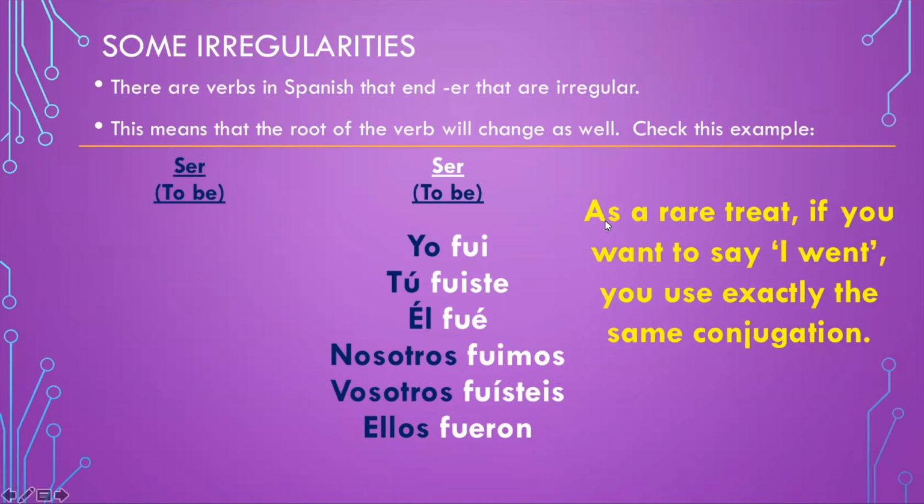However, as a rare treat, if you want to say I went, you use exactly the same conjugation. So if you want to say I went to this place, you could easily say yo fui. It's exactly the same word. And it's the same for tú, él, nosotros, and so on. So if you want to say we went, you would go for nosotros fuimos. Or they went. Ellos fueron.